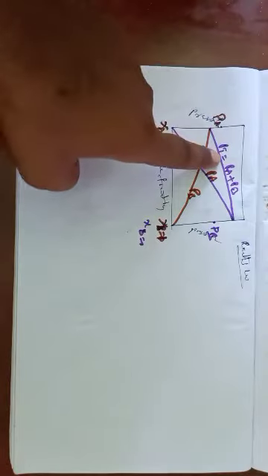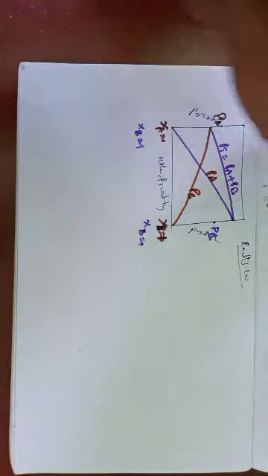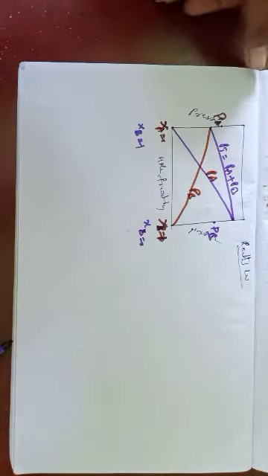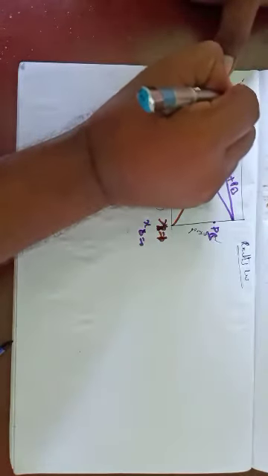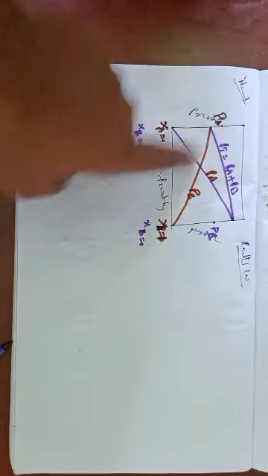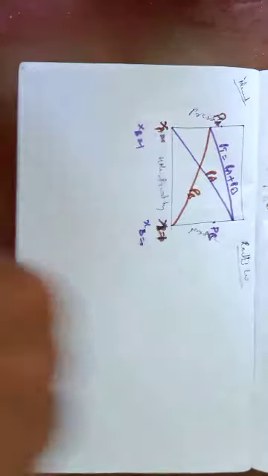We already discussed this graph in the previous video, but this is the ideal solution. This graph belongs to an ideal solution. Why? Because it obeys Raoult's law. So this is the ideal solution graph, but now the non-ideal solution.